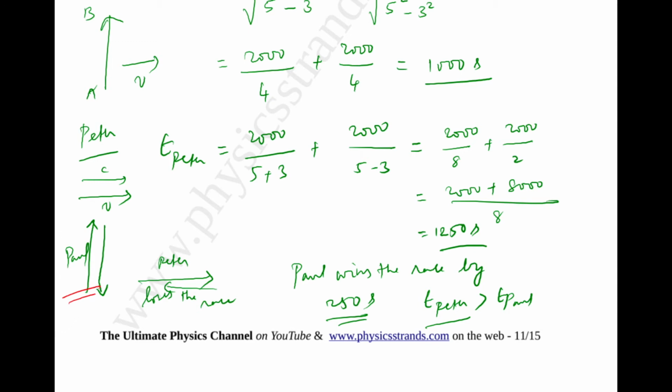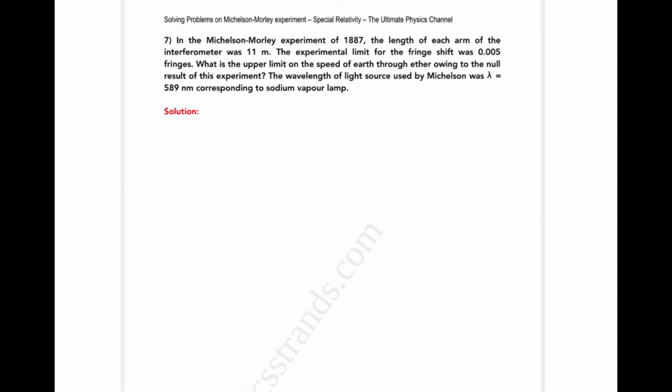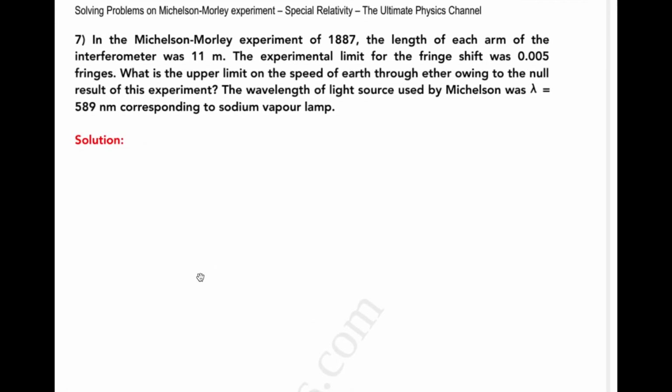Right. Let's proceed to go to the next problem. That is problem number 7. In the Michelson-Morley experiment of 1887, the length of each arm of the interferometer was 11 meter, which is known from our lecture video. The experimental limit for the fringe shift was 0.05 fringes. What is the upper limit on the speed of Earth through ether owing to the null result of this experiment? So this experiment we know very infamously had a null result.